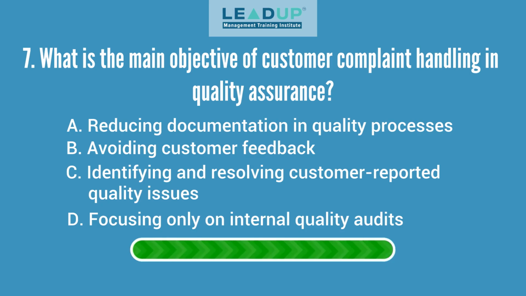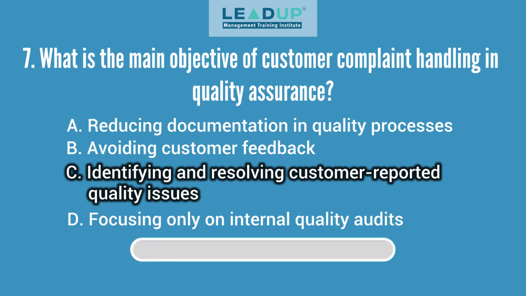Question 7. What is the main objective of customer complaint handling in quality assurance? A. Reducing documentation in quality processes. B. Avoiding customer feedback. C. Identifying and resolving customer-reported quality issues. And D. Focusing only on internal quality audits. The answer is identifying and resolving customer-reported quality issues.